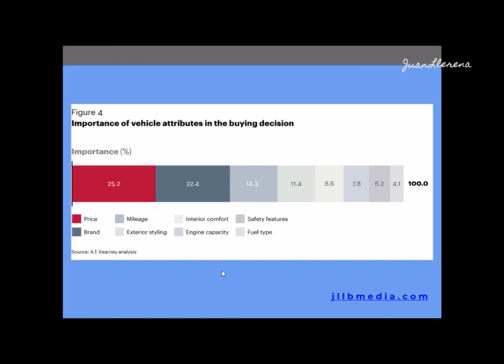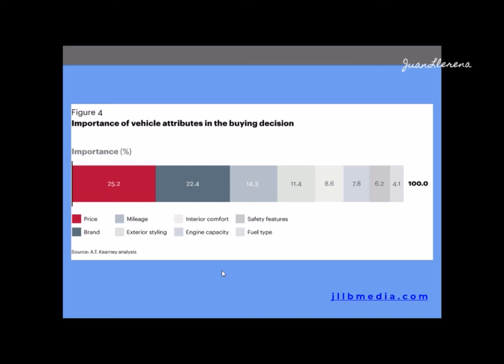The exterior styling, the looks outside, 11%. The interior comfort, about 8.5%. Engine capacity, almost 8%. About 6% think of safety features, and the fuel type, 4.1%.